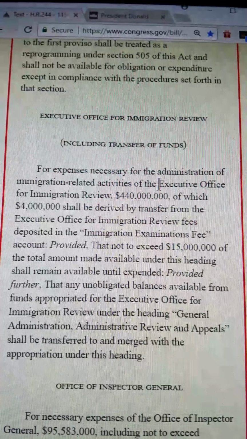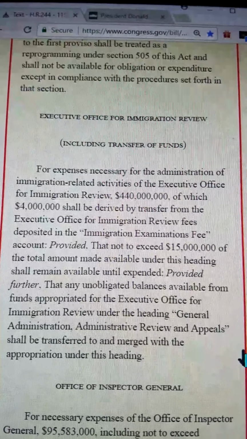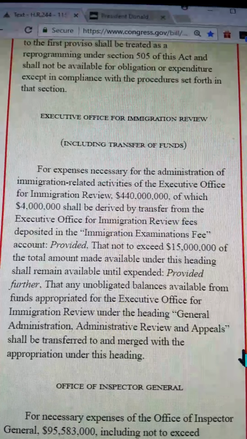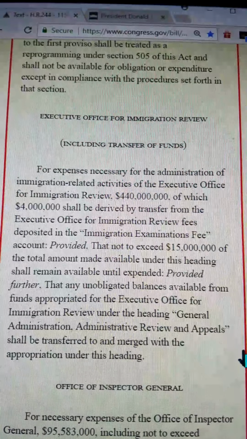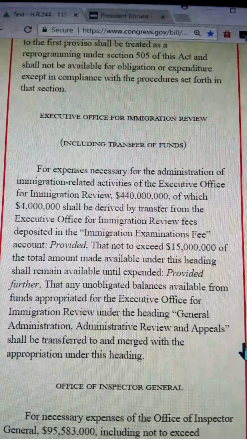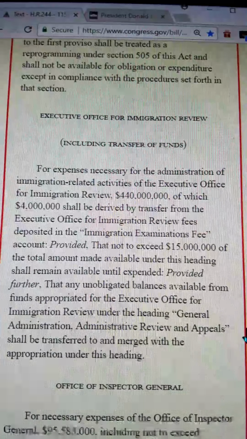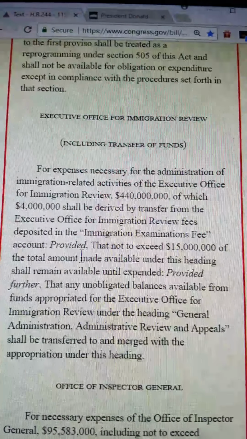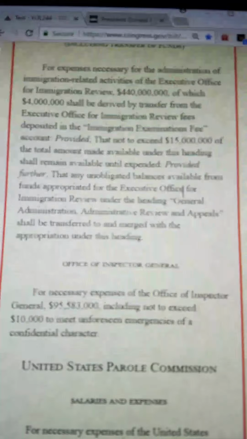for the expenses necessary for the administration of immigration-related activities of the Executive Office for Immigration Review, $440 million, of which $4 million shall be derived by transfer from the Executive Office for Immigration Review fees deposited in the Immigration Examinations fees account, provided that not to exceed $15 million of the total amount made available under this heading shall remain available until expended.